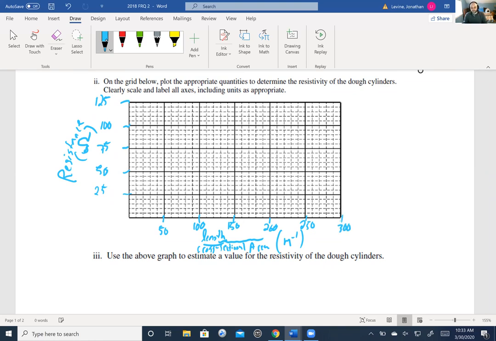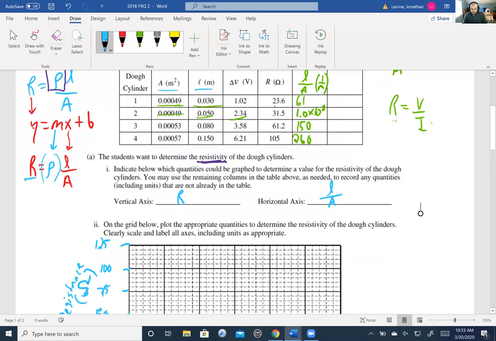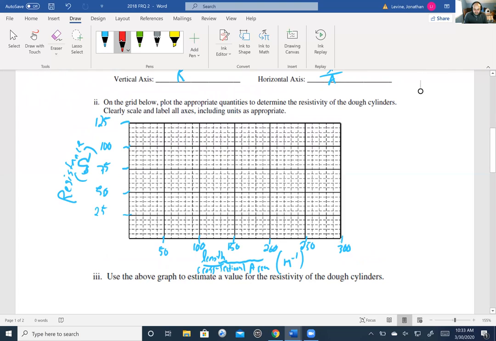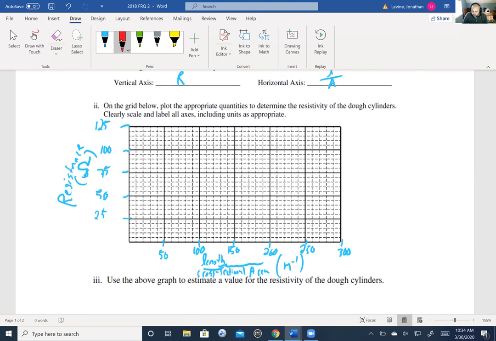Okay. Then for our next step here, we want to actually go ahead and plot these points. So just kind of going through, I have 23.6 and 61. I'm going to sketch this roughly, guys. I'm going to try and do this as quick as I can. But 23.6 and 61. So 61 would be roughly like right past this line. And what was it? Sorry.